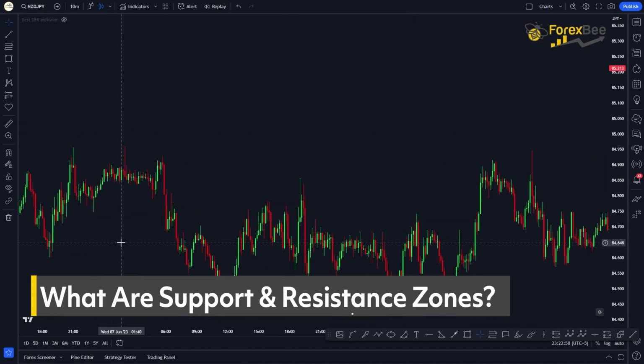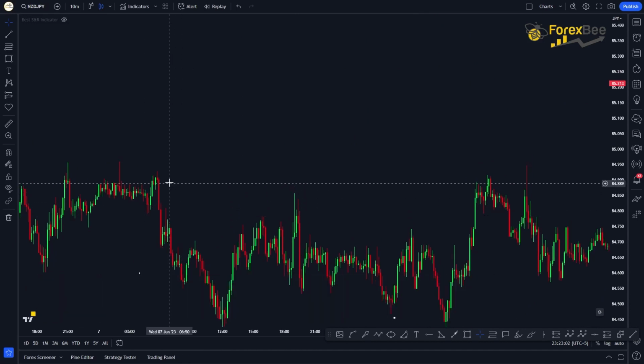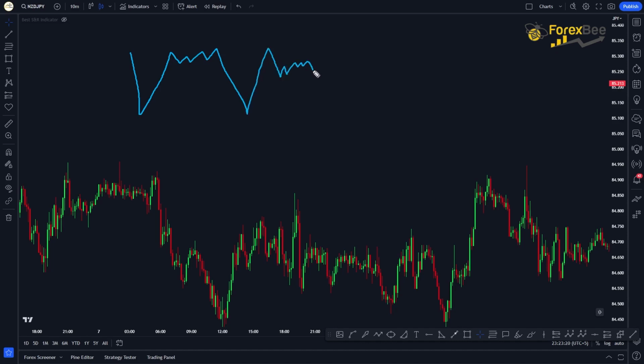First of all, let's clear some basics and talk about what support and resistance zones are. The support and resistance zones are the levels where the market shows a reaction. For example, if the price action is moving upward, then goes down and bounces back, and then again after some time the market goes back and bounces back from this level.